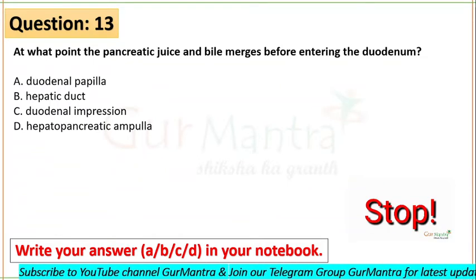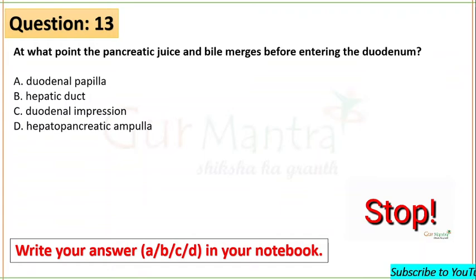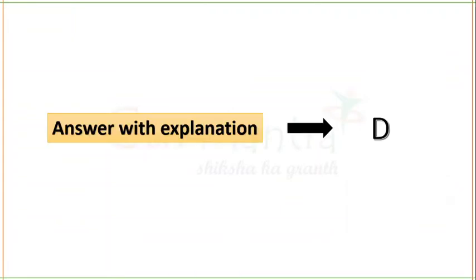At what point do the pancreatic juice and bile merge before entering the duodenum? It's the hepatopancreatic ampulla. D is the right option. D is your right answer. Next question is on your screens now.